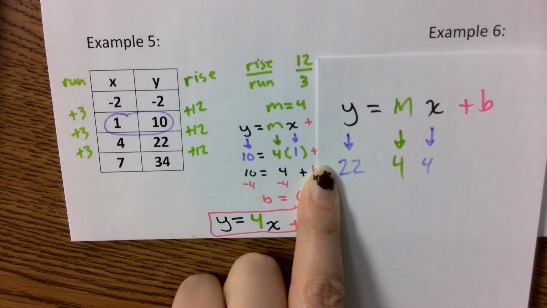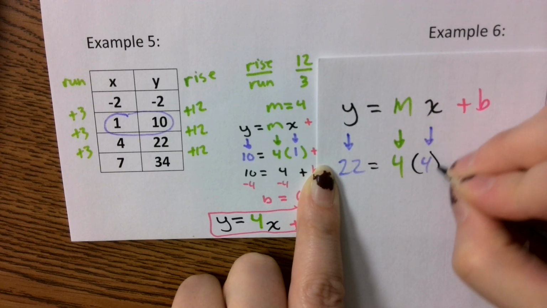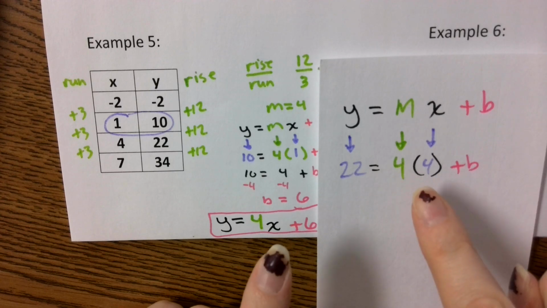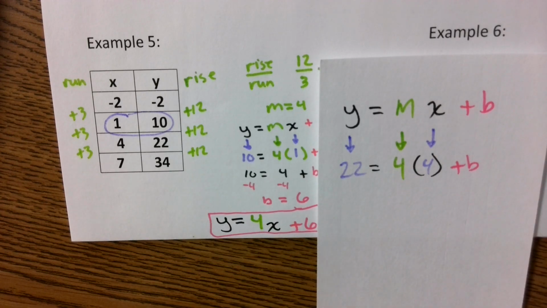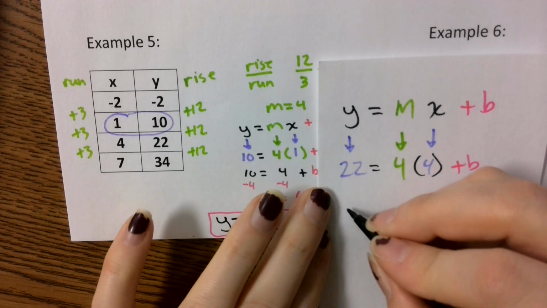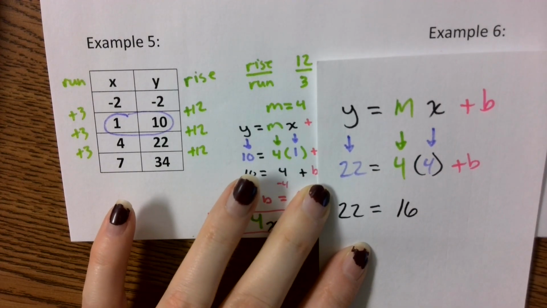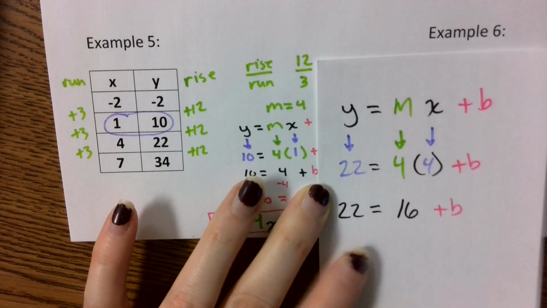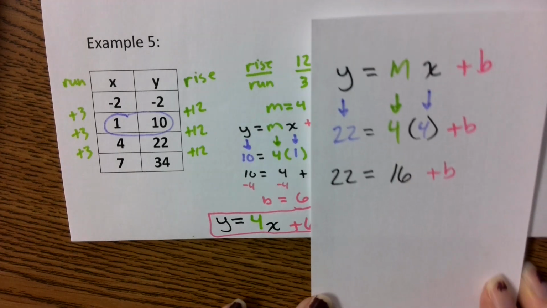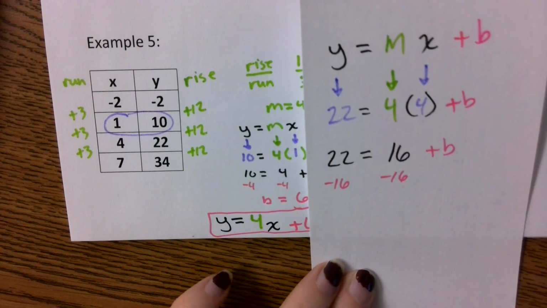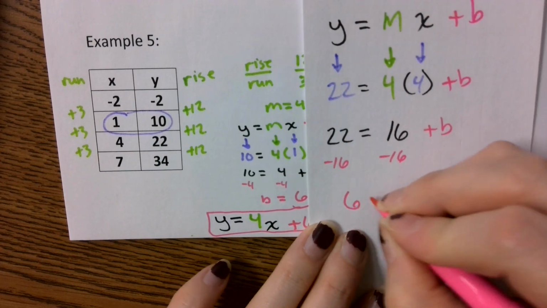4. Okay? So now we have this as our problem here. We have 22 is equal to 4 times 4 plus b. Tanner, what are we going to do first? Multiply 4 times 4. What is 4 times 4? 16. So now we have 22 is equal to 16 plus b. Now what do we need to do? Okay, subtract 16 from both sides. And what is 22 minus 16? 6.